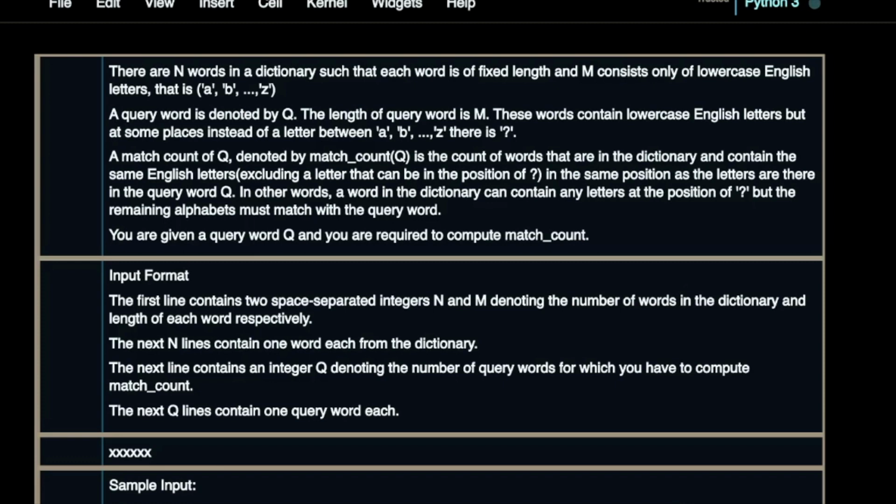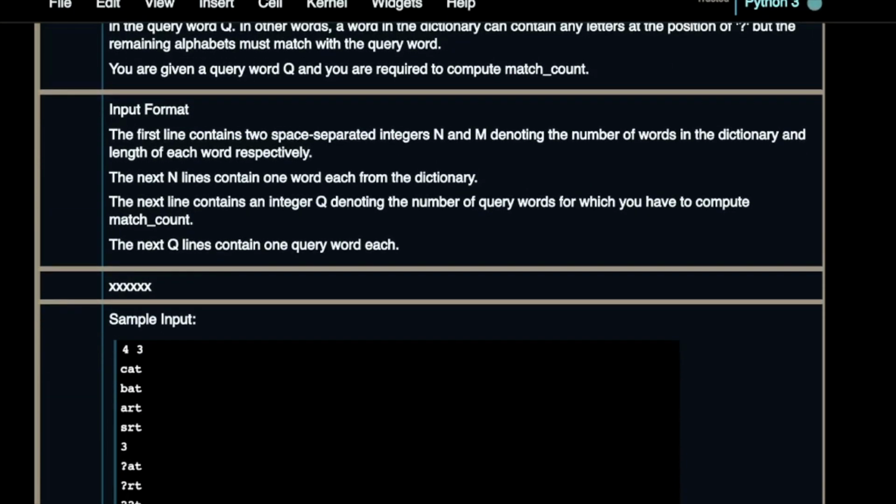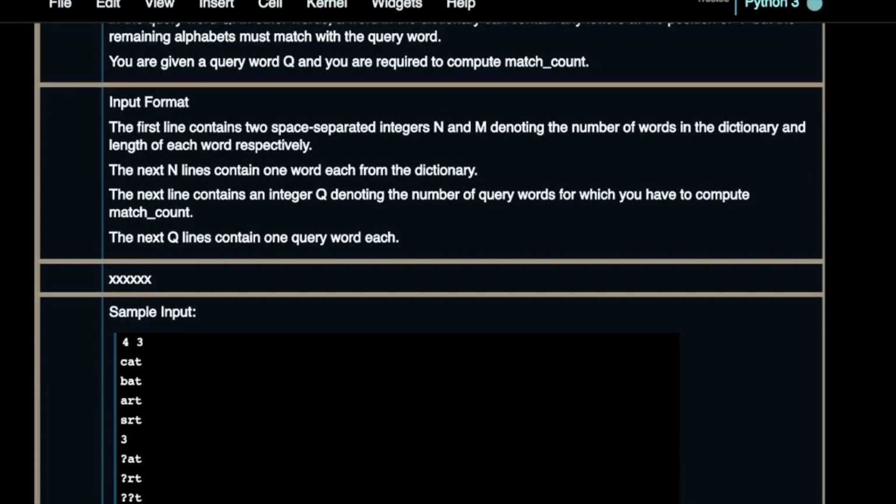I'll show you the input format. You can see the sample input right here. The first line contains two integers n and m. N is the number of words in the dictionary, 4 words, and m is the number of letters in each word. That is given to you. If they're giving you the number of letters also, this must be a clue that you have to use it for something. Think about it.